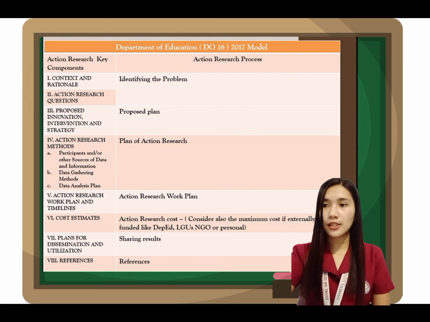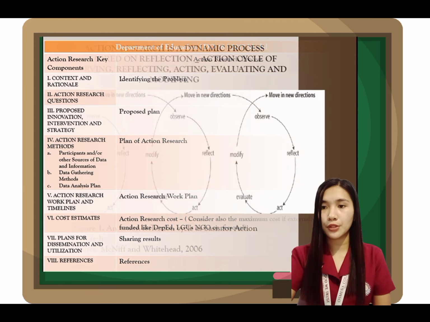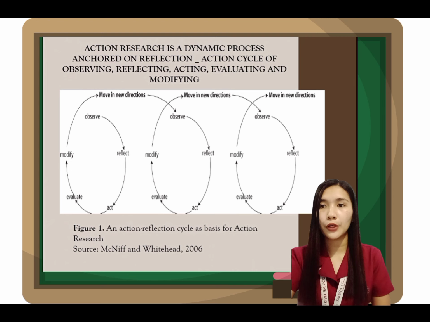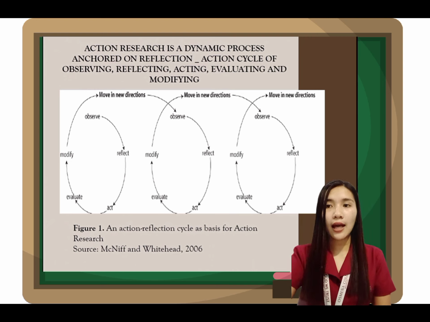So we have here this Figure 1, the action research reflection cycle according to McNiff and Whitehead 2006. So action research is a dynamic process anchored on reflection, action cycle of observing, reflecting, acting, evaluating, and modifying. So according to McNiff and Whitehead 2006, action research is a cyclical recursive process of observe, reflect, act, evaluate, modify, move in new direction. Is known as an action reflection.